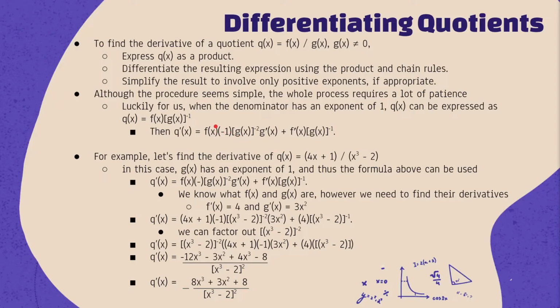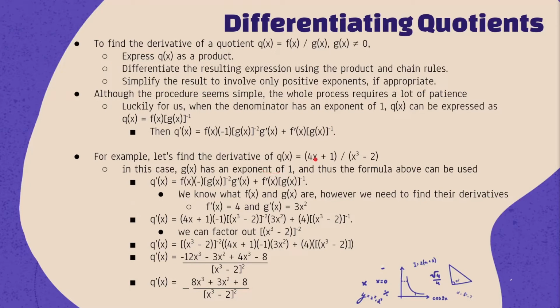So enough talking about how to get the equation, let's actually apply it. Well, in this example, we're given q of x equals 4x plus 1, all divided by x cubed minus 2. In this case, the denominator doesn't have an exponent, right? We can't see anything, so that means it has an exponent of 1. And so the formula above can be used. So again, I just rewrote it here. Now let's figure out what f of x and g of x are. Well, f of x is the top, g of x is the bottom. Pretty simple. Now we need to find their derivatives. As you can see, that's what we need in this formula.